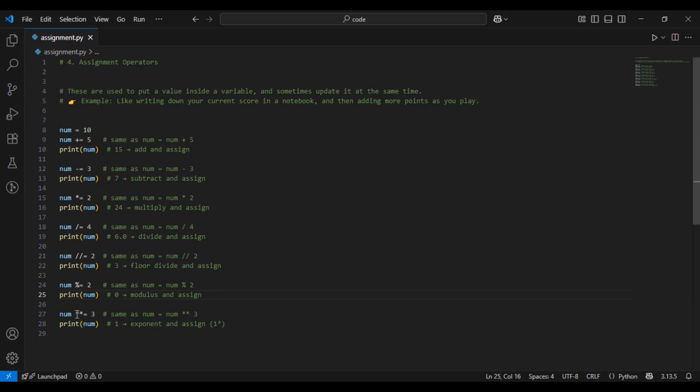And this is the exponent equals to operator. It's used to raise to a power and then assign. So those are basically assignment operators used for assigning values, and you can also carry out calculation along with assigning in just a single operator.